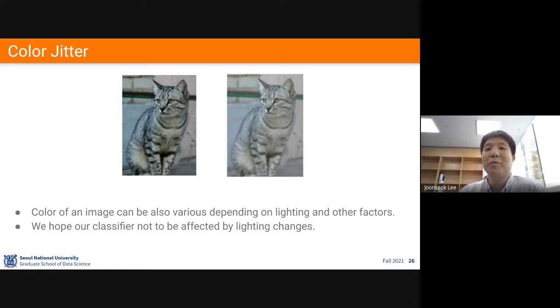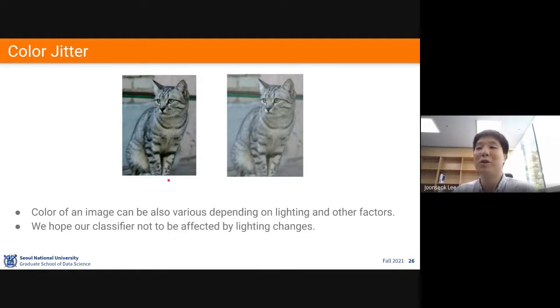Let's try a little bit more complex data augmentation. Color jittering. You may remember when you take a photo, the lights or the direction or many other factors actually affect how it looks. So these are the same photo taken at the same place, but depending on the amount of light at the moment when you take the shot, it may look very different. So we'd like to make our model invariant to slight lighting changes. We would like our model to output the same label, cat, for both of these kinds of images.